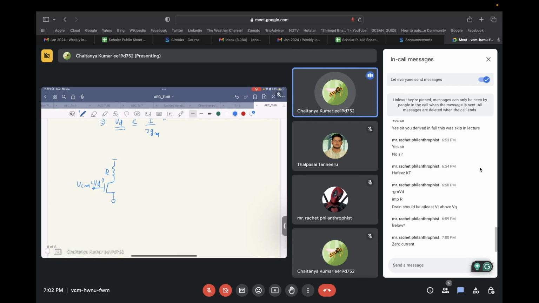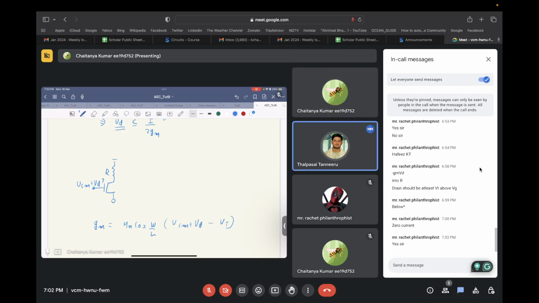If the gate voltage of this transistor is changing, what is basically GM? GM is equal to mu n Cox W by L times VCM plus VD minus VT. Correct? You follow this? Yes, sir. Okay.